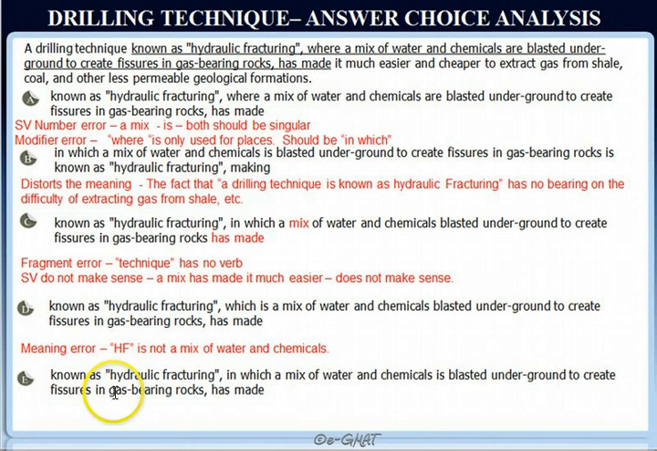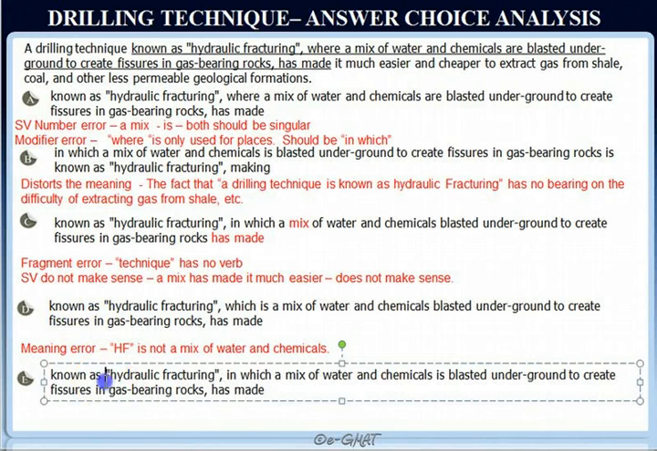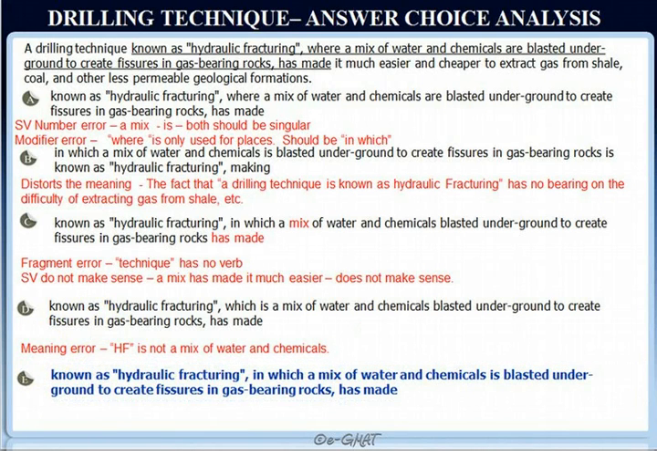So now this brings us to choice E, a drilling technique known as hydraulic fracturing, in which a mix of water and chemicals is blasted underground to create fissures in gas-bearing rocks, has made it much easier. So this choice appears to be correct. It retains the meaning of the original sentence. It doesn't incorporate any other grammatical errors. So this choice is absolutely correct. So choice E is the correct answer.